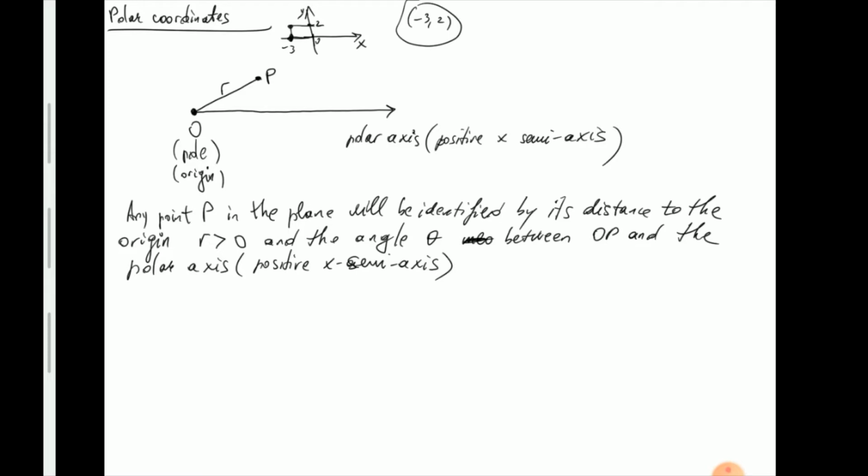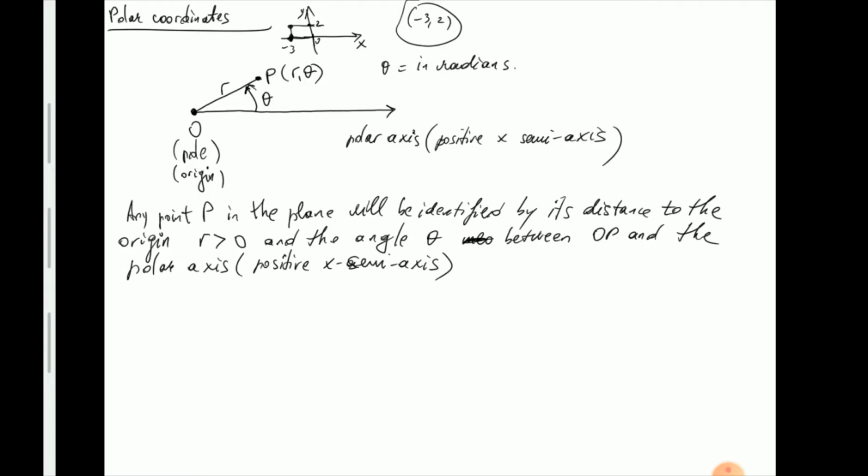Now, this angle, remember, can be measured in different ways. The one that comes to mind immediately is counterclockwise. If I measure from the semi-axis and go counterclockwise all the way to OP, this will be theta. Therefore, the point P is identified by these two numbers. The first number, r, always represents the distance from the point to the origin, to the pole. And the second number, in radians by the way, is the angle between OP and the positive semi-axis.